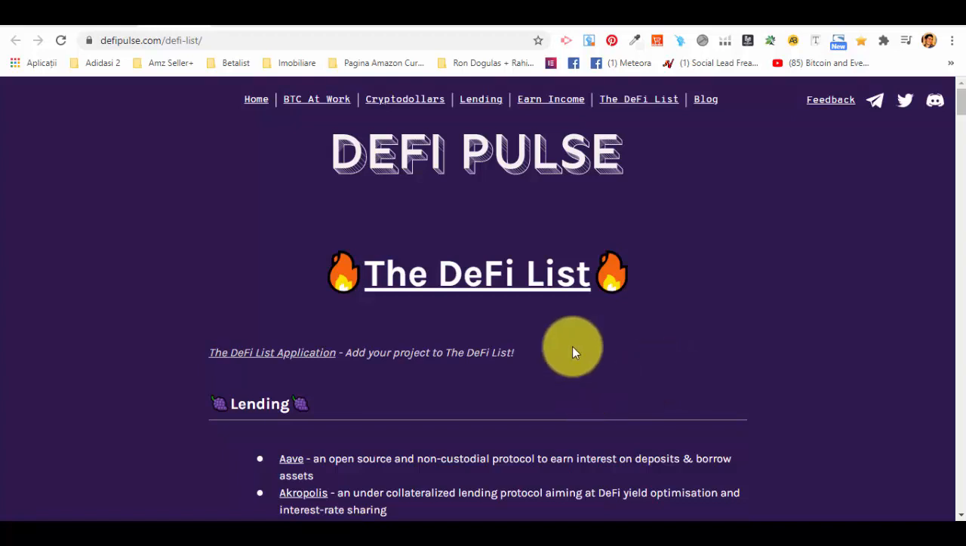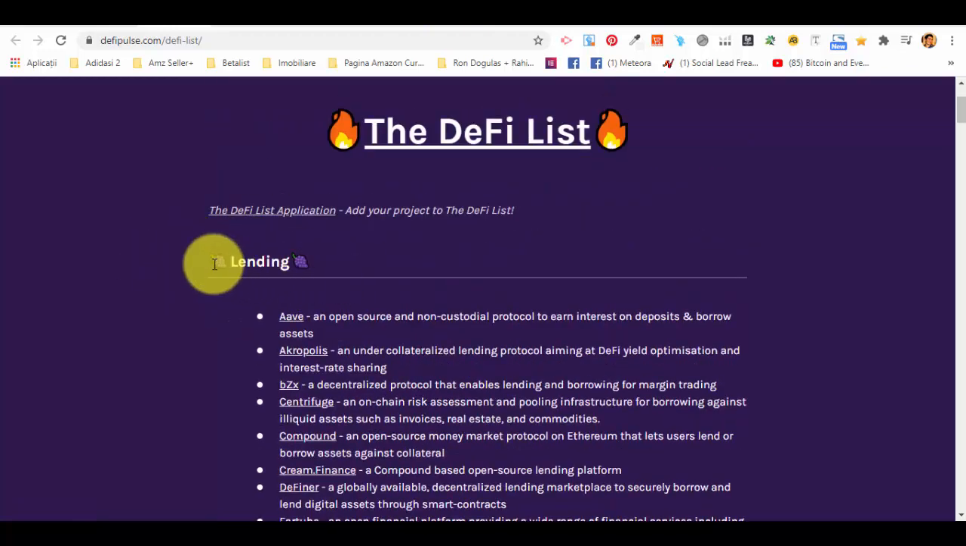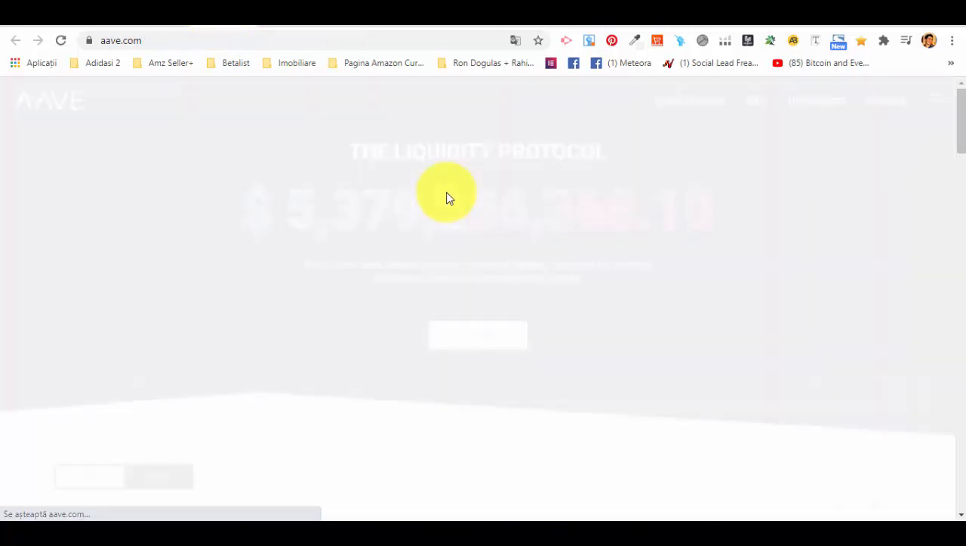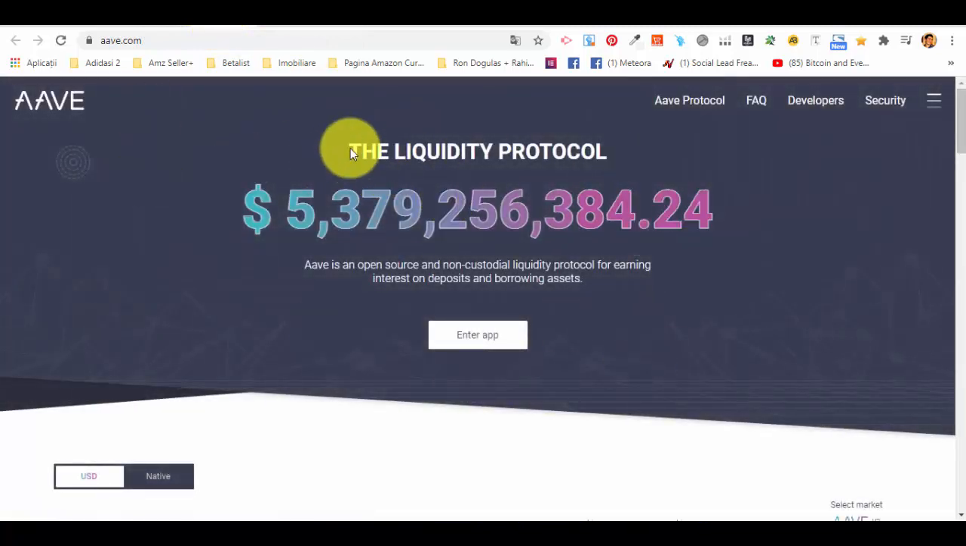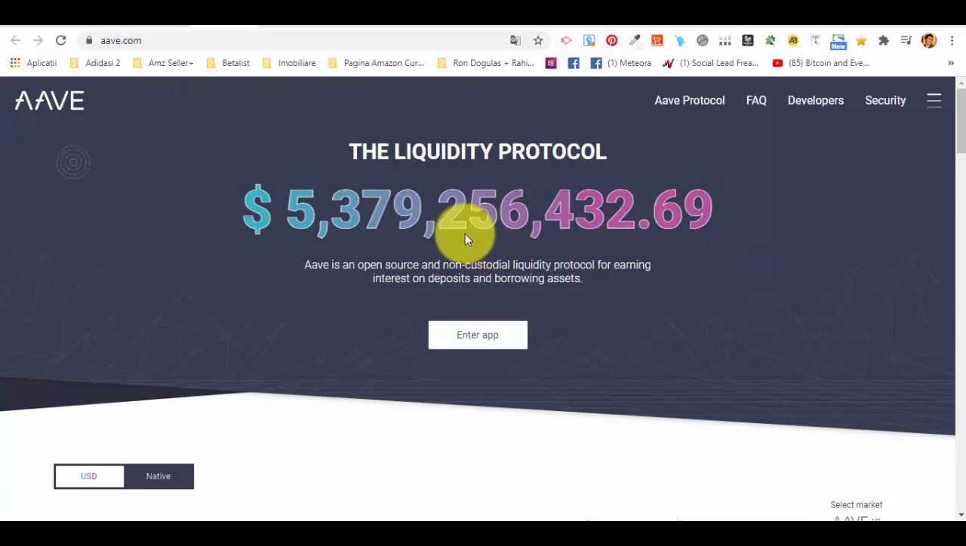Okay, so we have DeFi Pulse, and if we scroll down here, for example, we see projects dedicated to lending: Aave, Acropolis, Centrifuge, Compound. Let's just have a look at Aave, which is one of the most popular. Basically Aave is a liquidity protocol. I think the number here is $5 billion run through this protocol. What's interesting to see is that it's a non-custodial liquidity protocol.